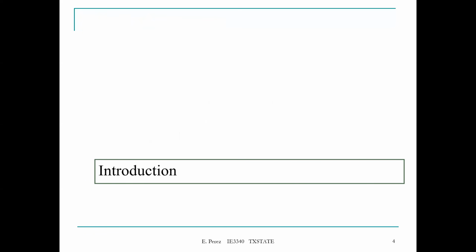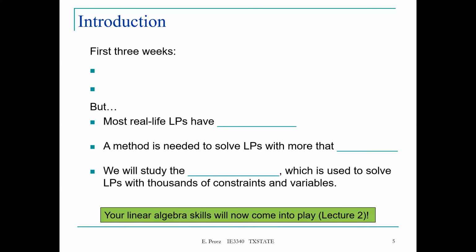So for our introduction, in the first 3 weeks of this class, we have focused on how to model linear programming models, how to set up a linear programming model, including the objective function, the decision variables, and the constraints. And also we learned how to solve linear programming models that have 2 decision variables. And we solved those using the graphical method.